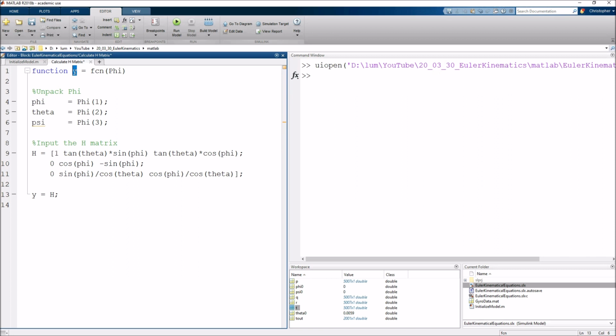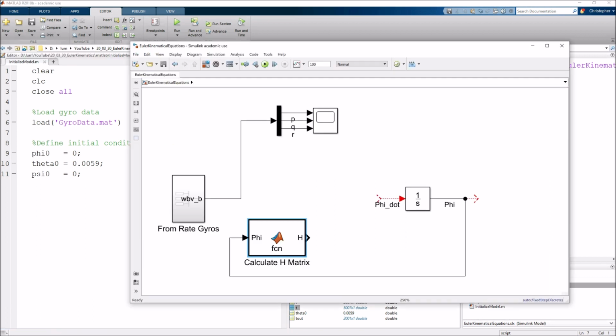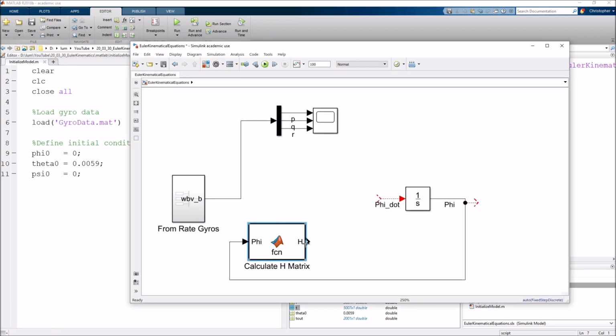In fact, you know what? We can actually clean this up. Let's do it like this. Let's make the output H, and then I don't even need line 13 there. That's a little bit more clean. Okay, and you can see that this is actually pretty simple. So I'll go ahead and save this, close this, come back to the Simulink model, and here we go. This calculates the H matrix.